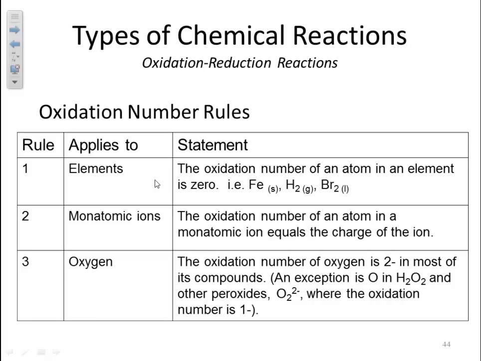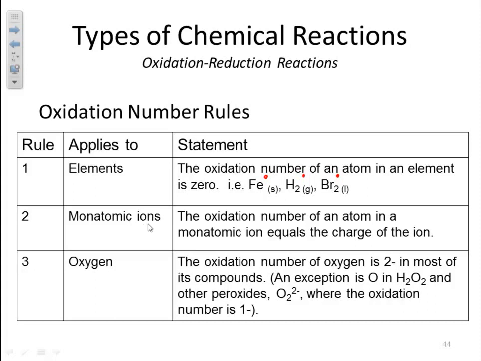Elements. The oxidation number of an atom in an element is 0. Those species in the elemental states have a 0 charge. So if you're looking at iron solid, that's a 0. H2 gas, that's its elemental state, it's a 0. Bromine liquid, Br2, it's a 0. The elemental states at room temperature have a 0 charge.